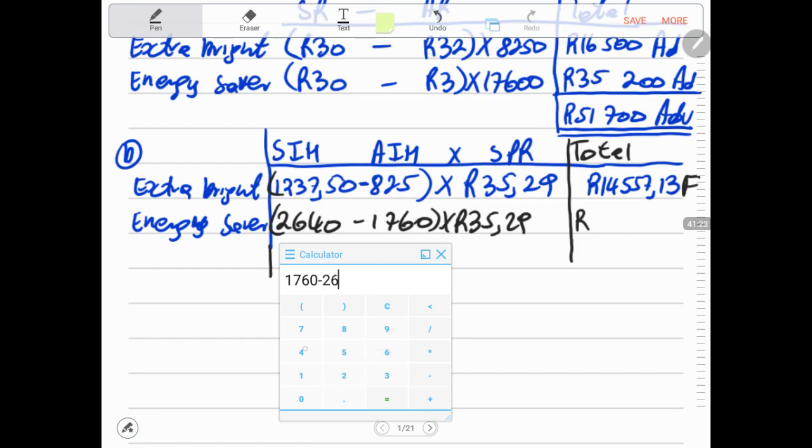1,760 minus 2,640. That will be 880. Multiply this by 35.29. I get 31,055 Rand 20 cents. And this variance is favorable. Then the total of them will obviously be favorable.